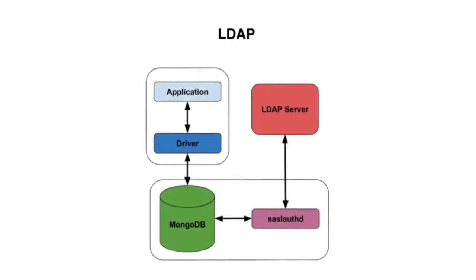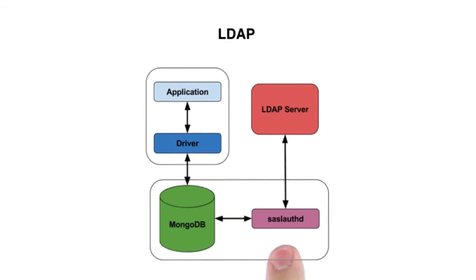Let's talk about LDAP authentication with the enterprise version of MongoDB. LDAP, the Lightweight Directory Access Protocol, is a directory service protocol commonly used within companies. With LDAP authentication support, users can authenticate to MongoDB using their LDAP credentials. MongoDB communicates to an LDAP server via the SASL proxy service.